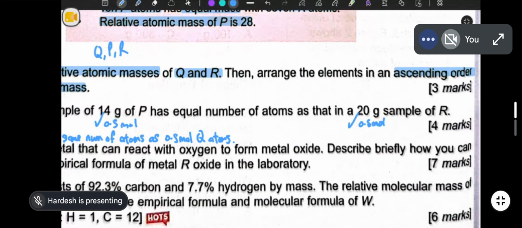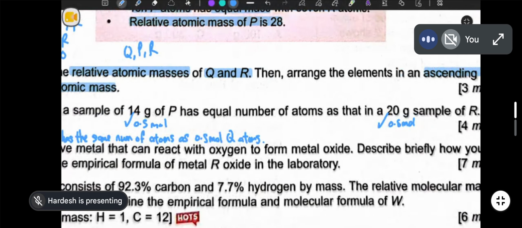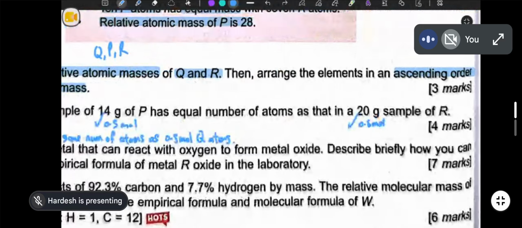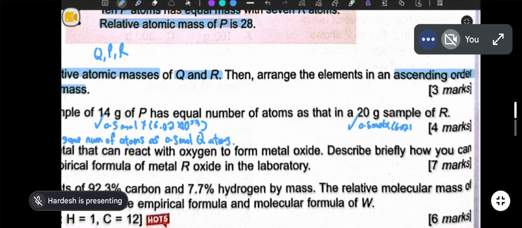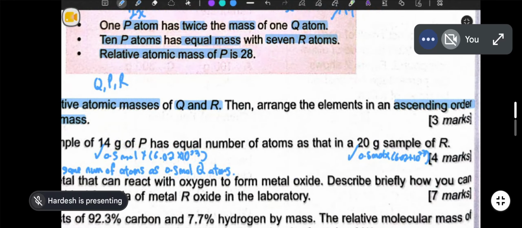Now, to prove this, you must use the Avogadro constant. Mole is number of particles over Avogadro constant. So number of particles is mole times Avogadro. You need to prove it. So 0.5 times 6.02 times 10 power 23. Here also, for both of these, you will get 3.01 times 10 power 23 atoms.